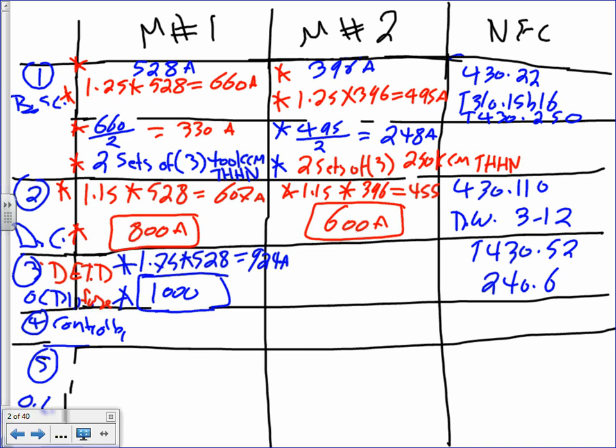Okay, I'm going to go to the next one, guys, and do the same thing. You're going to see how we repeat. 1.75, multiply this baby by 396. I don't have the answer again for this. 693. And then from 693, the next standard is what? 700. Next standard is 700.